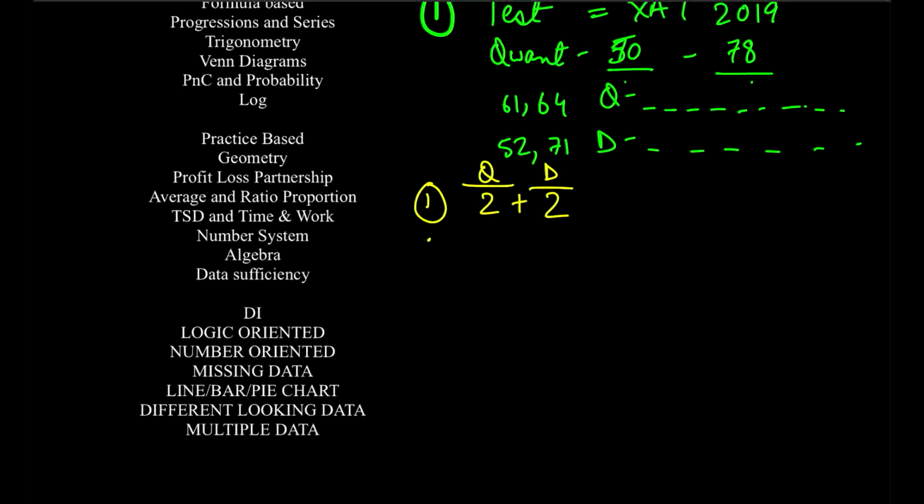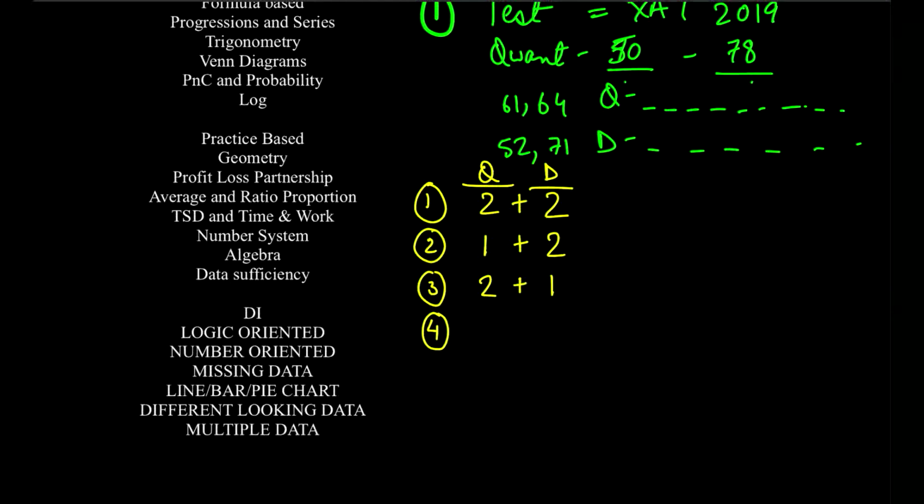Now category number two. Let's say you get one correct in quant and two correct in DI. That means you're doing fairly good in DI but moderate in quants. That's category two. Category three will be just the vice versa. You're doing very good in quants and moderate in DI. That gives you the third one.